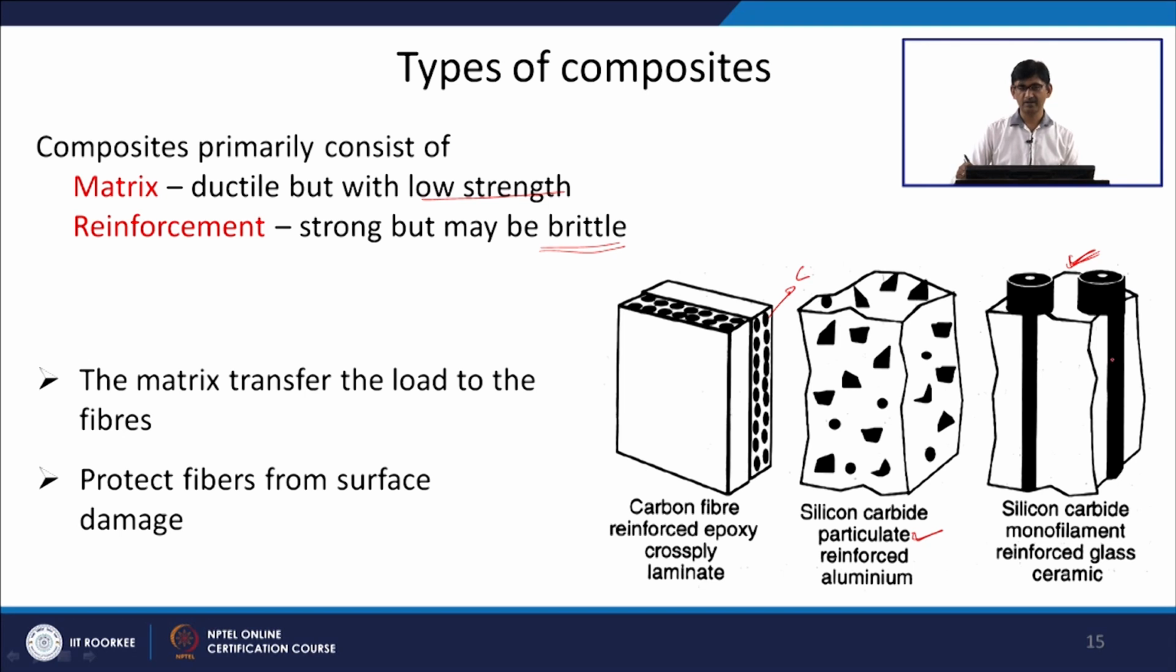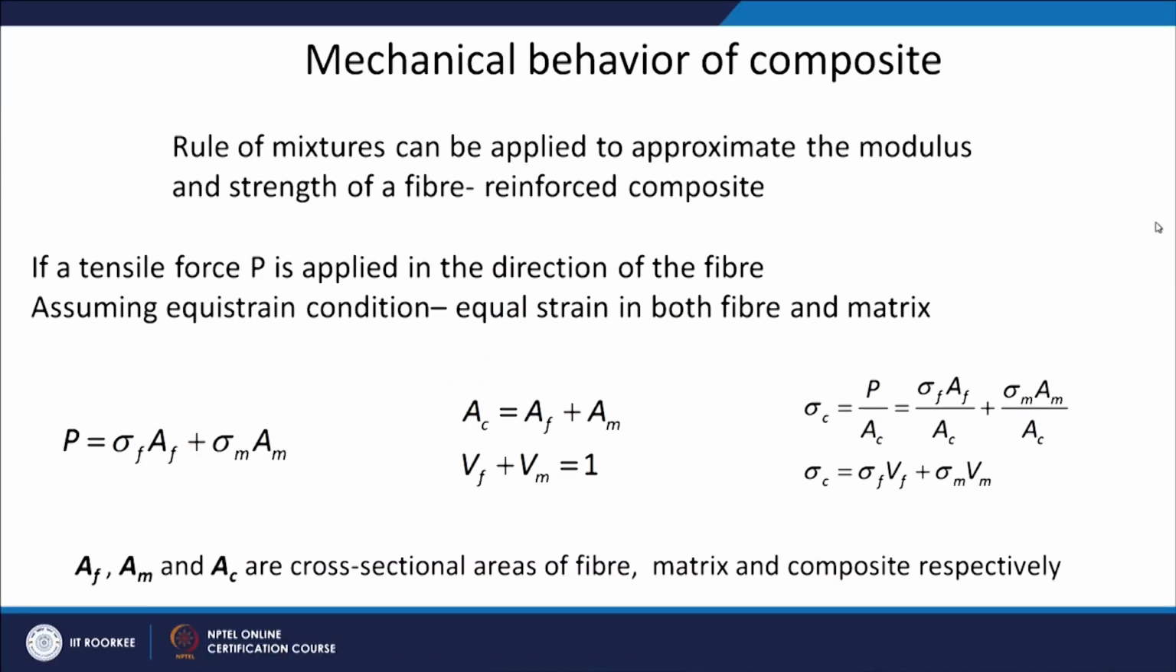How can you find out the strength and modulus properties of a composite by knowing the individual properties of the matrix and the fiber? To find that out, you can use the rule of mixtures. The rule of mixtures can be applied to approximate the modulus and strength of a fiber reinforced composite.